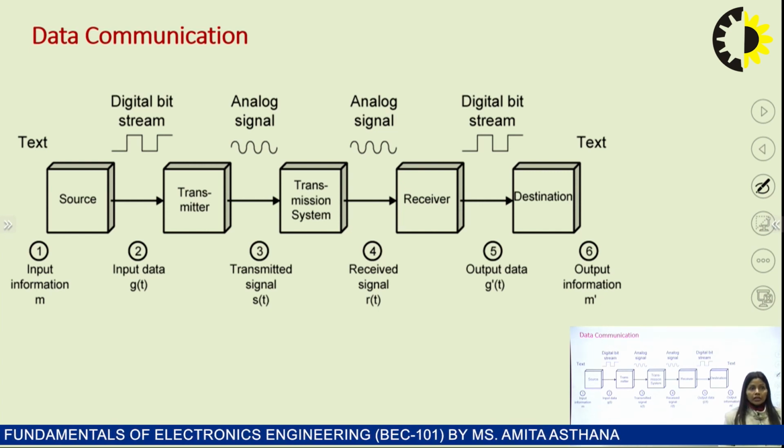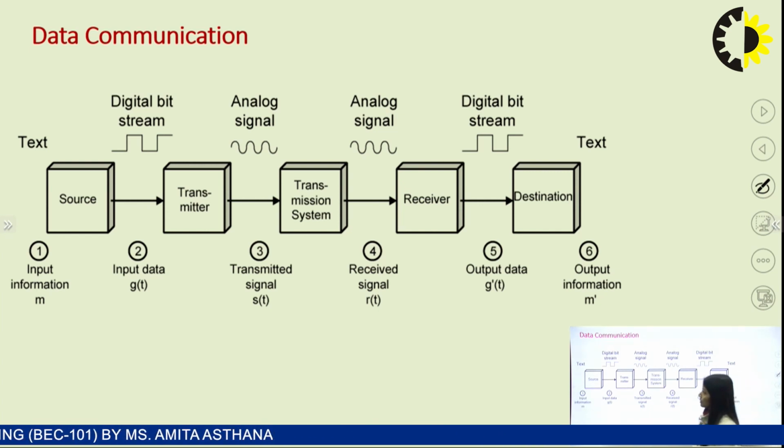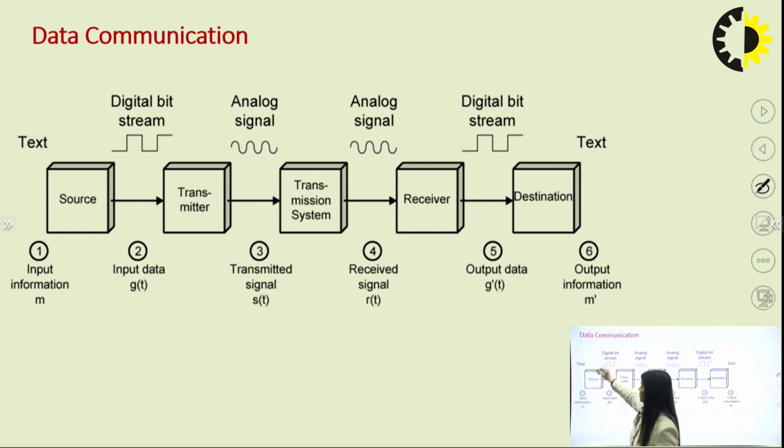So now the data communication source is in terms of a digital bit stream, input information. The transmitter will take this digital bit stream and convert it to an analog signal. It will modulate it in digital modulation terms. Then the transmission system will carry the analog signal, which will be received by the receiver. The transmission system goes by wire or wireless. The signal is transmitted and then received, then the receiver will convert from analog to digital. The destination will then receive the data. Thank you.